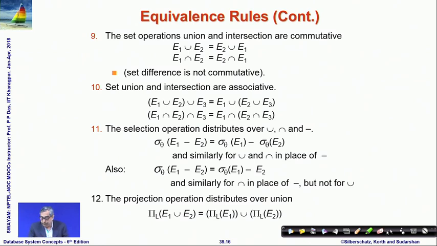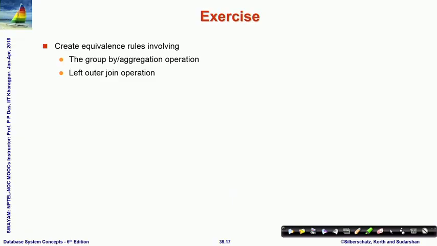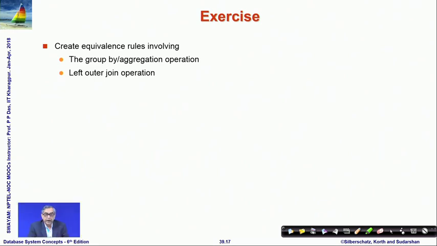In short, we have presented a set of different transformation rules by which you can make equivalent expressions, and between two or more equivalent expressions, our objective will always be to choose the one whose evaluation plan will have a lesser cost. As an exercise, I have left that you can create equivalence rules that involve group by or aggregation operations, or different kinds of outer join, left outer join, right outer join and so on. Please work those out.